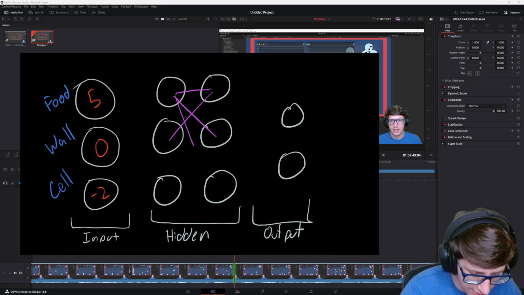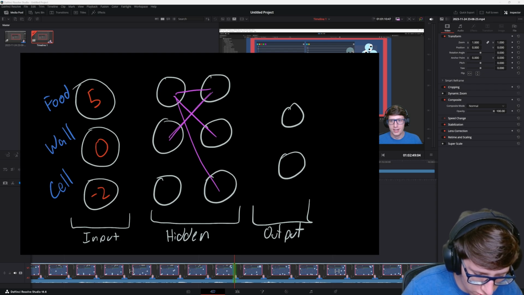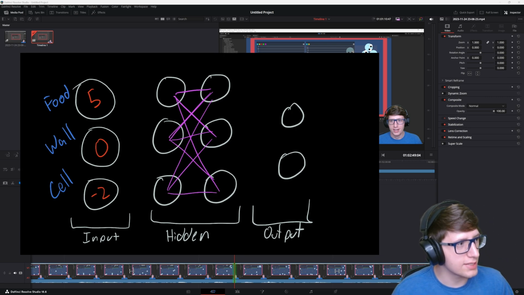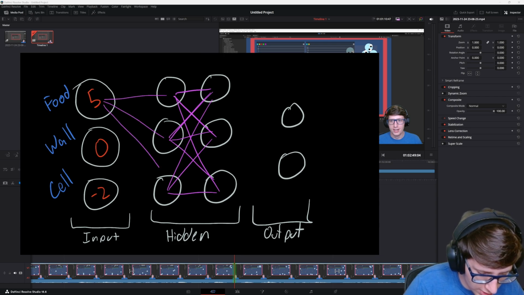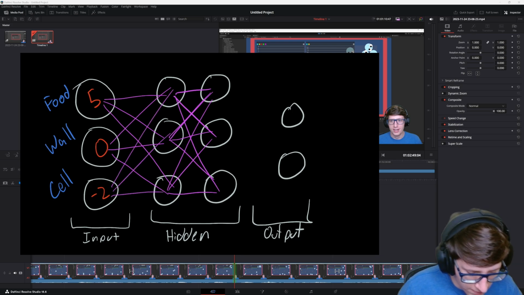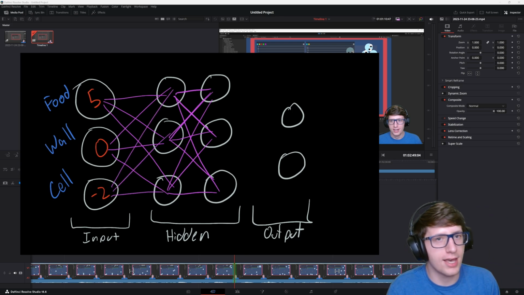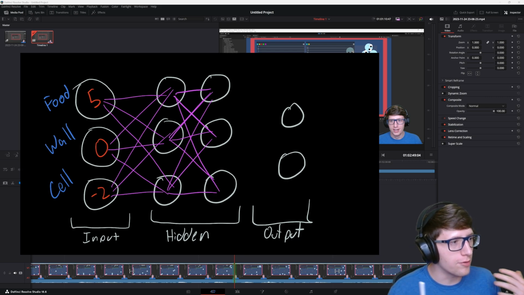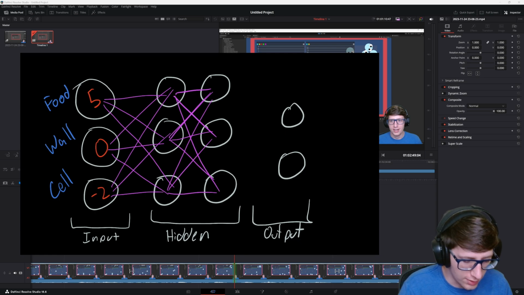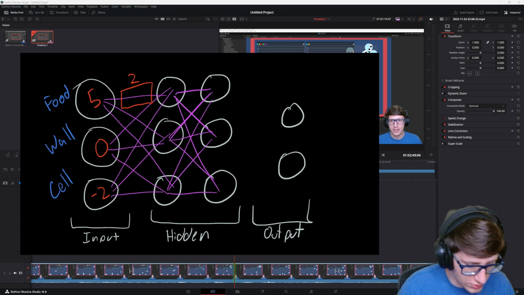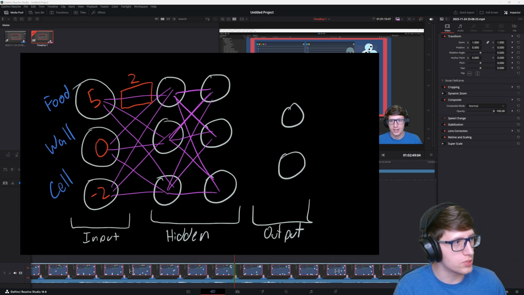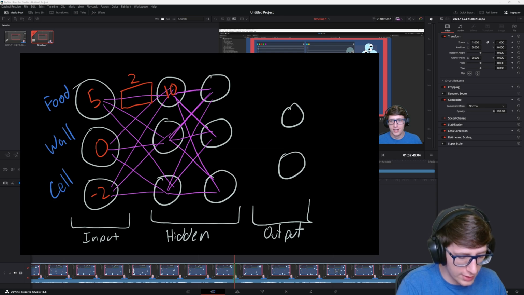Something you have to remember is each neuron connects to each neuron in the next layer. So they're all connected together. And it's the same thing with the inputs. So this 5 goes into each of these, and this 0 goes into each of these, and this -2 goes into each of these. But these purple lines have what are called weights. So the amount that they affect each other may be different. So like this purple line right here may have a weight of 2 or whatever. So that 5 times 2 will be 10 going into this here.